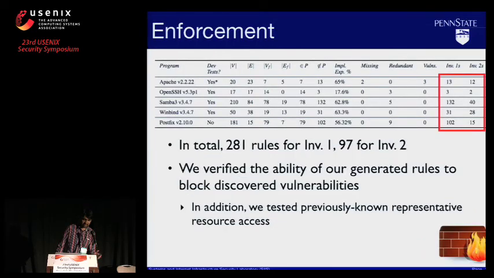So in our enforcement, we had a total of around 380 rules for these 5 programs, and we verified the ability of such rules to block both the discovered vulnerabilities as well as a few previously known ones.